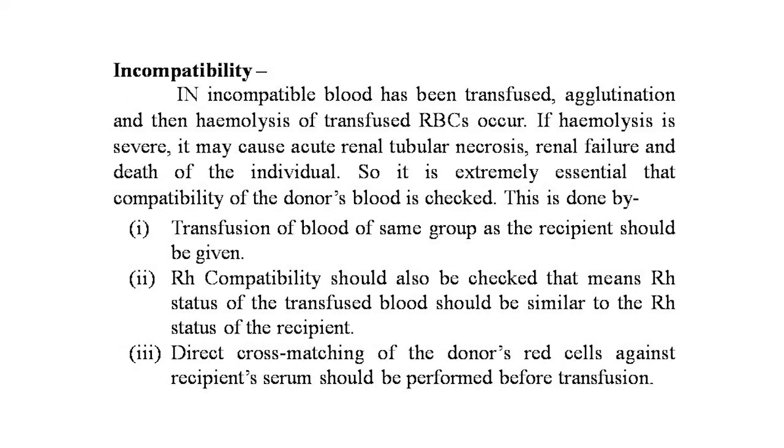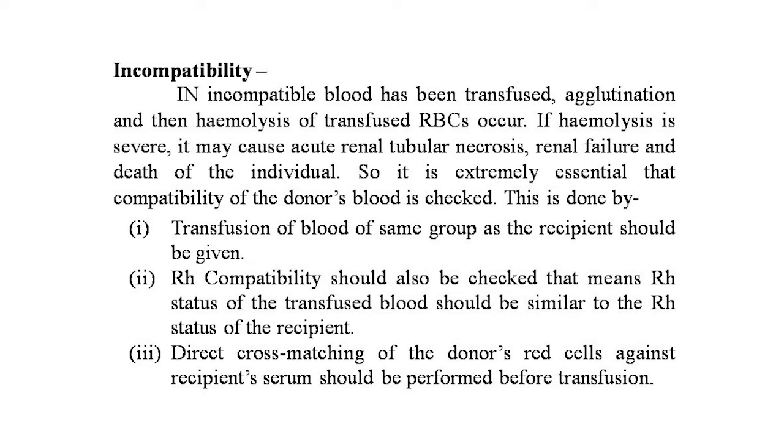Now, incompatibility. In incompatibility, when blood has been transfused, agglutination and then hemolysis of the transfused RBCs occurs. If hemolysis is severe, it may cause acute renal tubular necrosis, renal failure and death of the individual. So it is extremely essential that the compatibility of the donor's blood is checked. This is done by giving blood of the same group as the recipient.